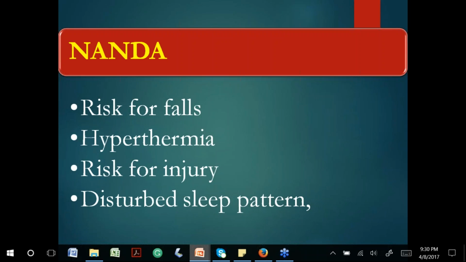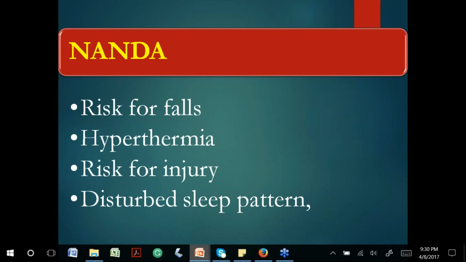after post-op, when they receive anesthetics, they can have hyperthermia, what we call malignant hyperthermia. They can lead into what? Into seizures and even death. Risk for injuries, we already talked.